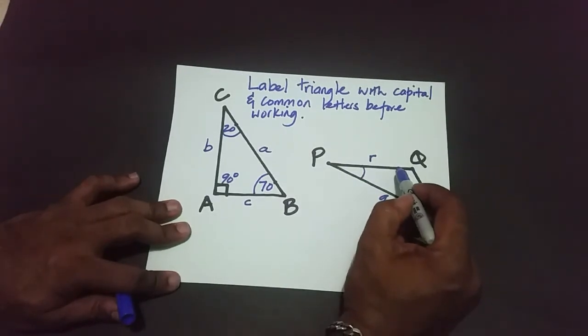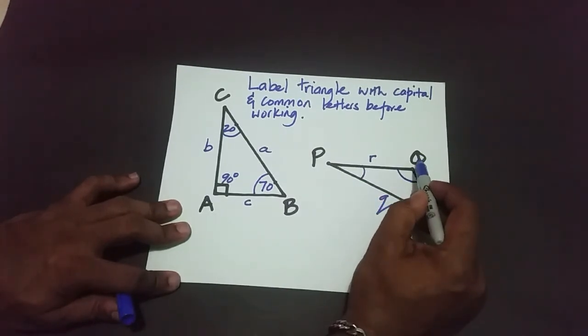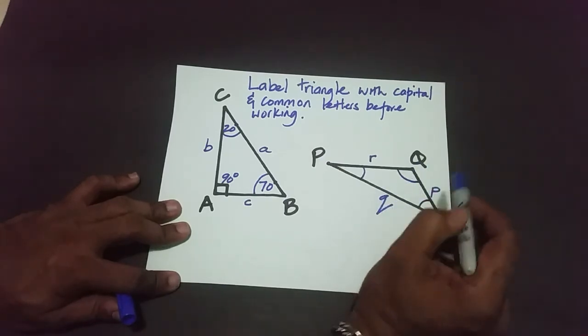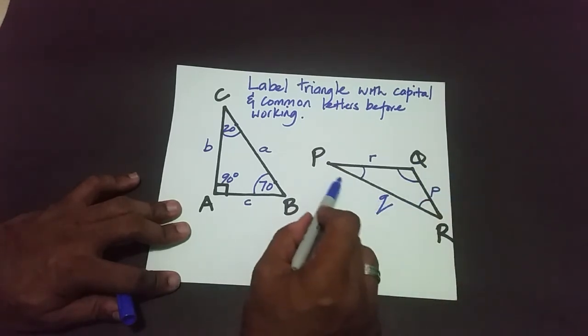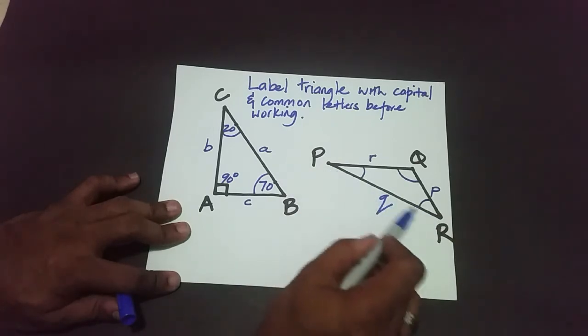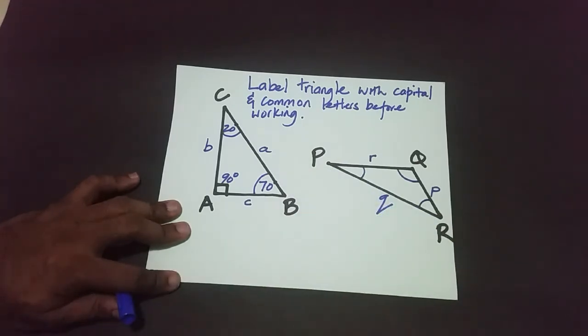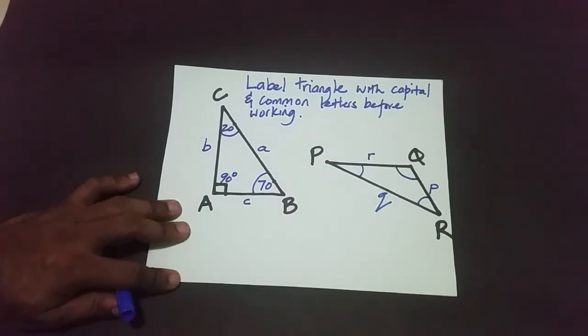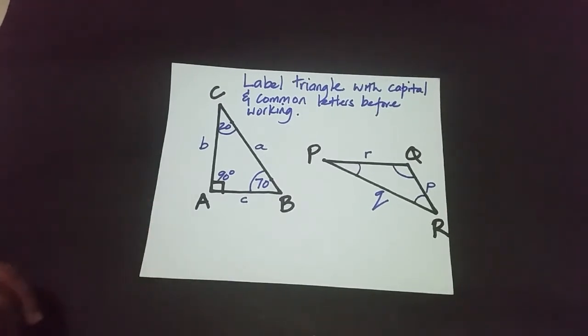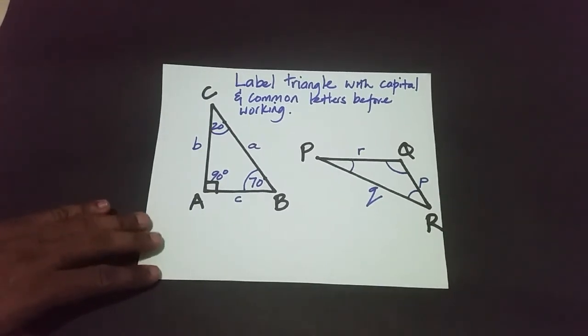The angle here at vertex Q, which is big Q, the side opposite big Q would be little q, and little q denotes the length of this side, which is PR. So common letters denote length of side, and capital letters denote angle. So we want that to stick in the head before we proceed to look at any of the trig rules. And the first one we're going to tackle is the sine rule.